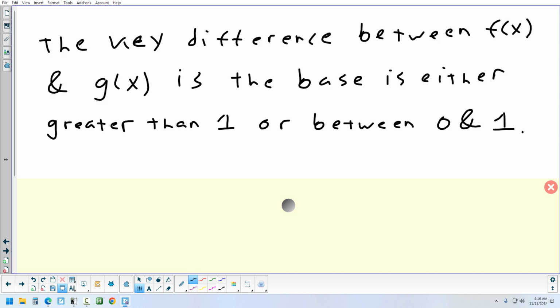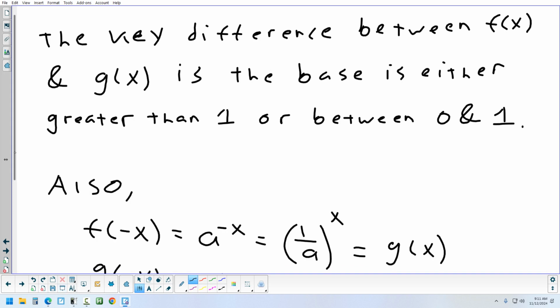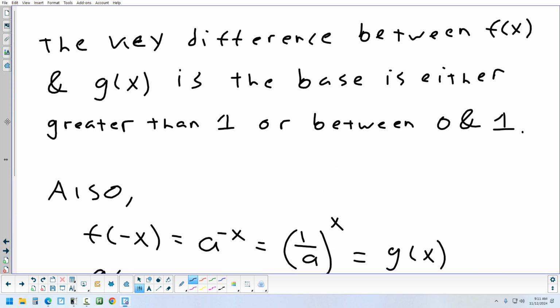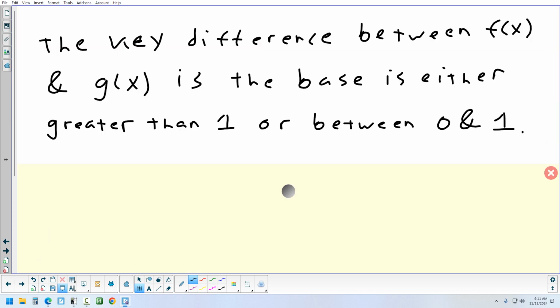Yeah. What's the second word? The key difference between, yeah. And down below, I was just proving that they are reflections of each other. We saw that graphically, so I'm not going to get into that right now.